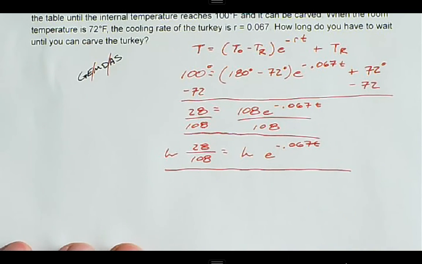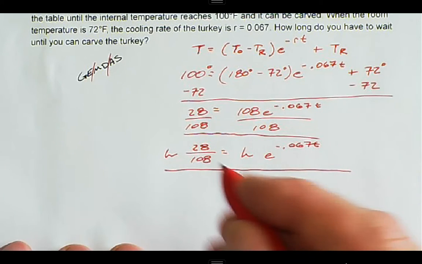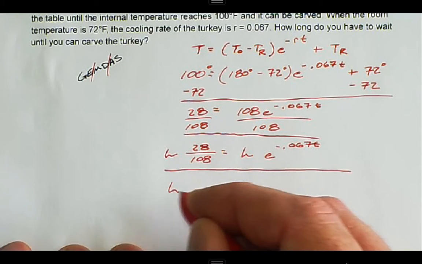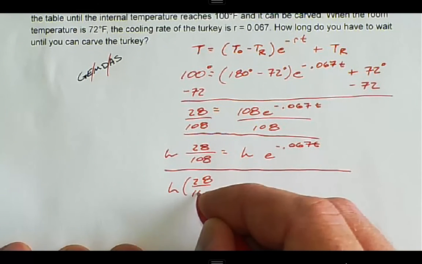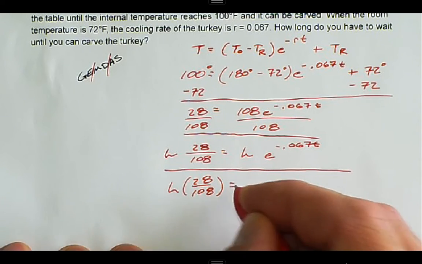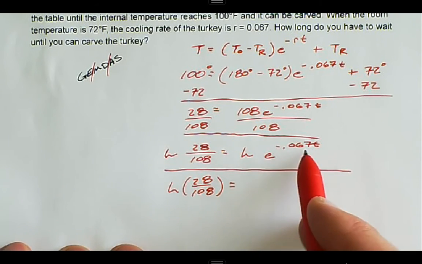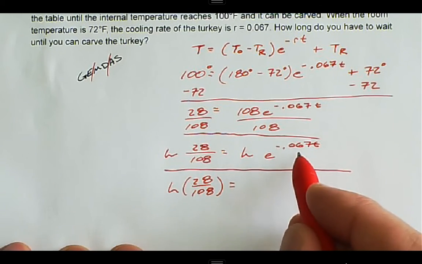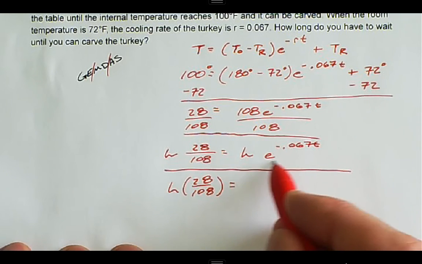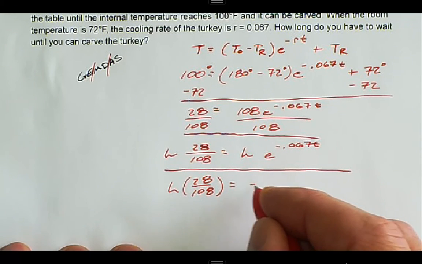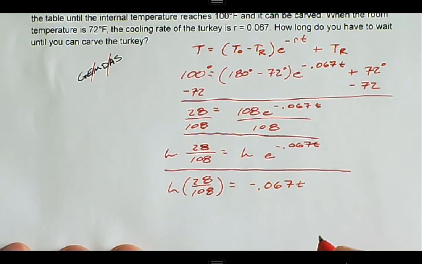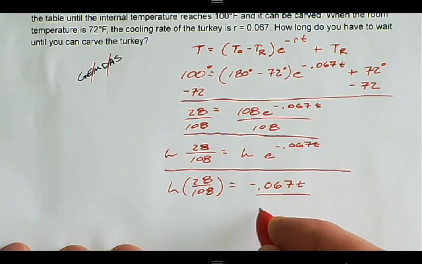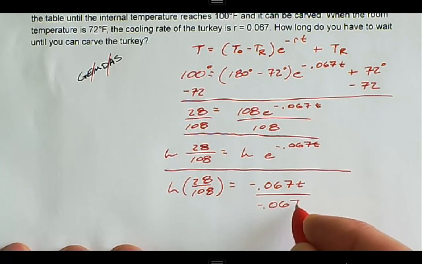And when we take the natural log of both sides, on the left side it stays natural log of 28 over 108. And the reason we did the natural log on this side was so we could get the variable out of the exponent, and natural log of e is equal to 1. So then we get negative 0.067t. And then we want to get t by itself, so we can divide by negative 0.067.